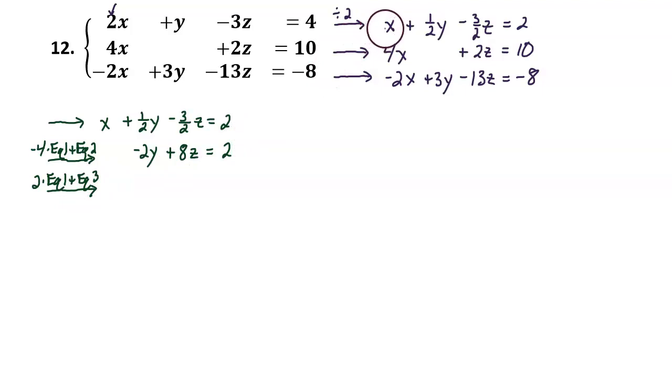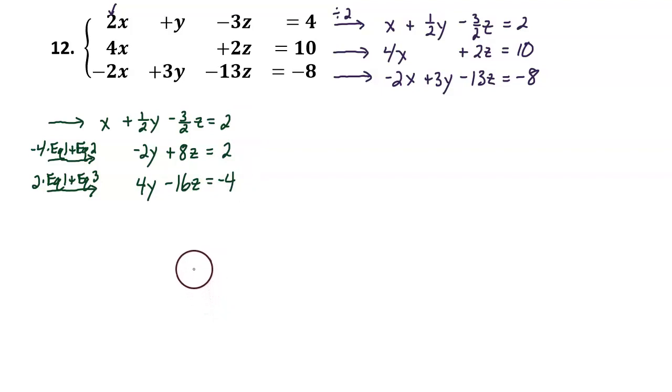2 times x is 2x, add negative 2x is eliminated. 2 times 1 half y is 1y, and then add 3y makes 4y. 2 times negative 3 halves z makes negative 3z. Then add the negative 13z to make negative 16z. 2 times 2 is 4. 4 added to negative 8 makes negative 4.